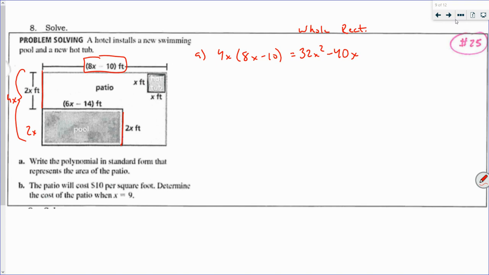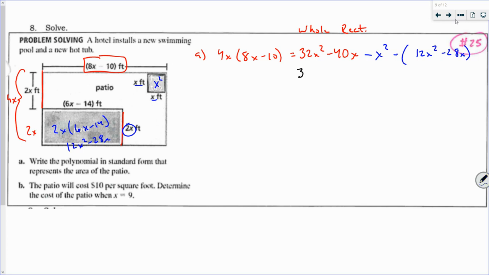Then let's start doing the individuals. So the hot tub here is x times x, which is x squared. So I need to subtract out x squared. And then the pool here is 2x times 6x minus 14, so 12x squared minus 28x. And now notice how I'm going to put a subtraction and parentheses around this 12x squared minus 28x, right? Because you have to subtract out the whole pool, and the only way to do that is to make sure you have parentheses around that whole expression.